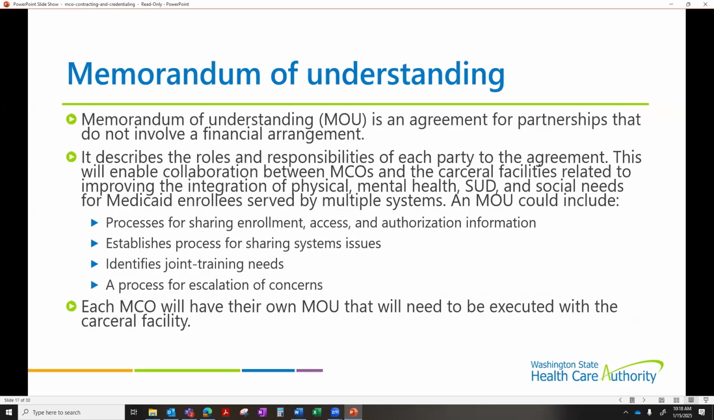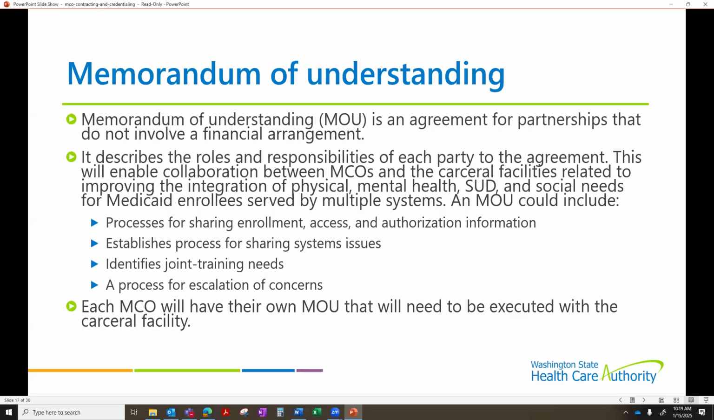Great, sure thing. So, memorandum of understanding. Let me just start by saying some of you have MOUs with us currently, and those may need to be updated, or we may need to do a separate one altogether. Our memorandums of understanding, or MOUs, are an agreement for partnership that don't involve financial arrangements. So there's no money exchanged and claims paid and things like that when we have a memorandum of understanding. It's basically how we agree to work together.